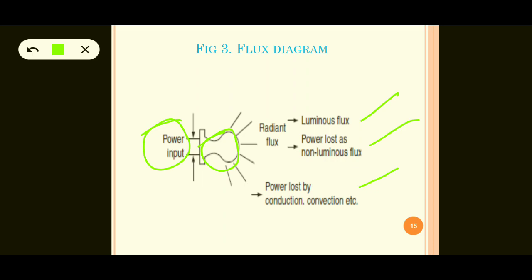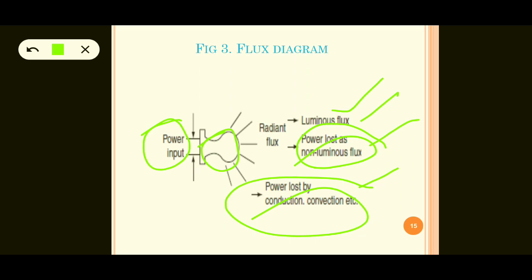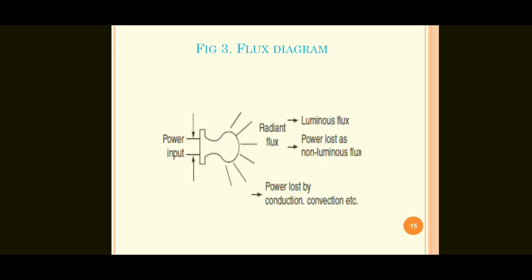So here, the fraction of the radiant flux that remains is in the form of light waves, that means after the power lost as non-luminous flux and the power lost by conduction, convection, etc. The remaining flux is the luminous flux. Here the range is from 4,000 to 7,000 angstrom units.